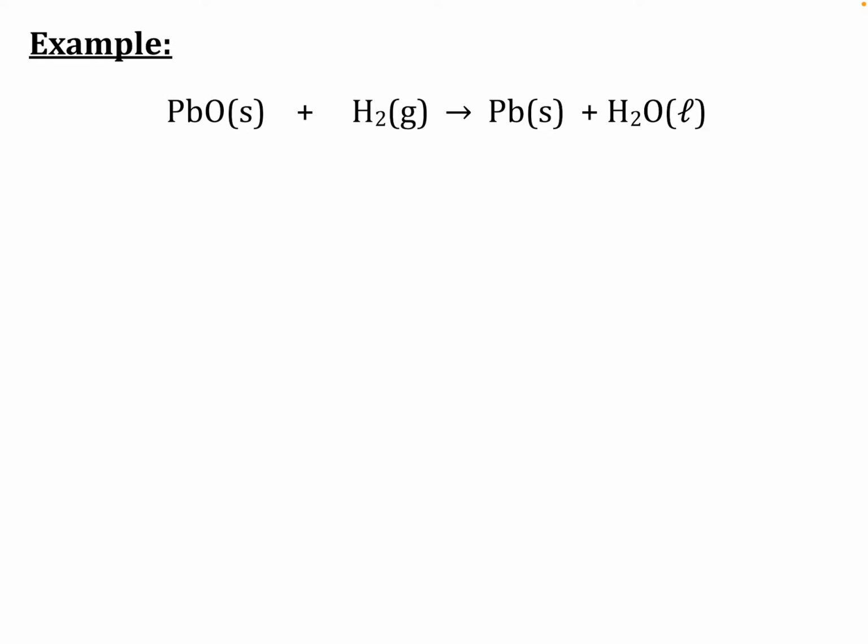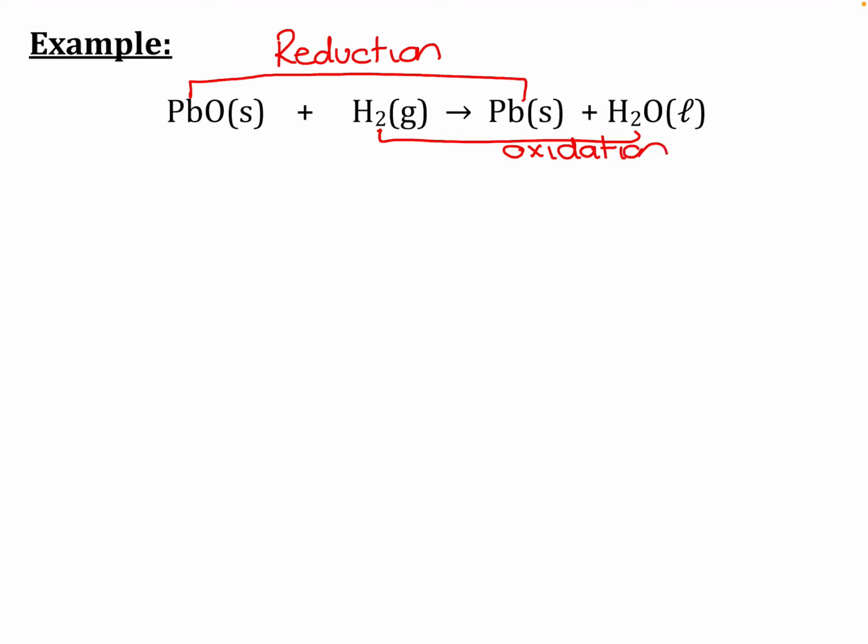So what we have here is we have lead oxide and hydrogen becoming lead and water. The lead here going to here, that's reduction. The lead in the lead oxide actually gets reduced. The hydrogen is oxidized. Okay, so that's where oxidation happens. So what that means for us is because the PbO gets reduced, that makes the PbO my oxidizing agent. And because the H2 is oxidized, that makes it the reducing agent.